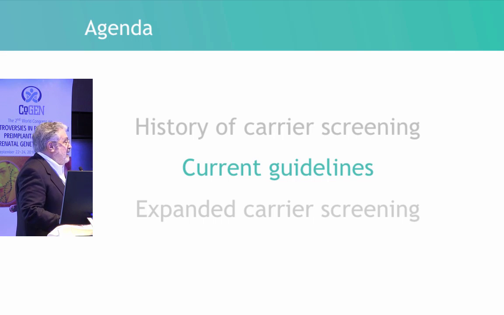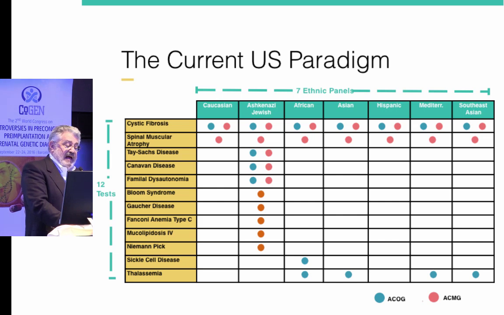Okay, let's talk a little bit about current guidelines. And as I said, I'm going to use those as a means of comparison to look at screening. This is the current U.S. paradigm, and you can see that the red is American College of Medical Genetics, the blue is ACOG, and the only one which is for universal screening for both organizations is cystic fibrosis. Spinal muscular atrophy is recommended by American College of Medical Genetics, and then there's variation. But the point is, it's almost all, except for CF and spinal muscular atrophy, ethnic-based and ethnic-driven.